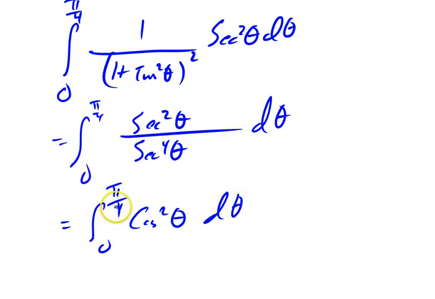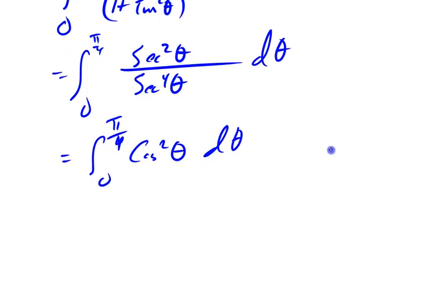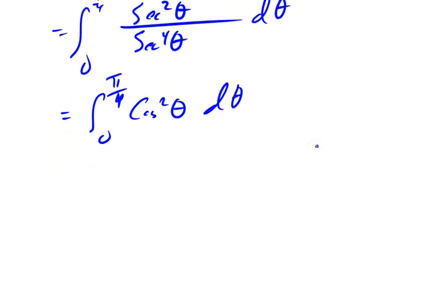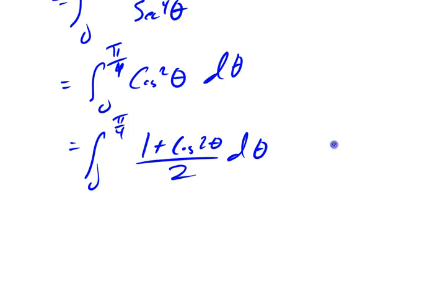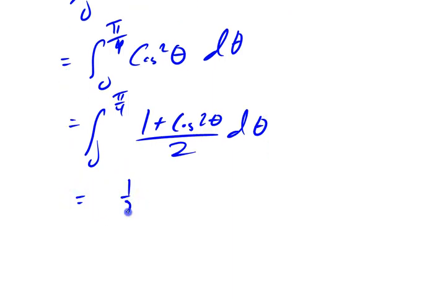And the cosine squared theta is like sine squared theta, which we did in another one of the videos. You got to use a power reducing formula. This looks like the integral from 0 to pi over 4 of 1 plus the cosine of 2 theta, over 2 d theta. So you end up with 1/2 the integral from 0 to pi over 4.